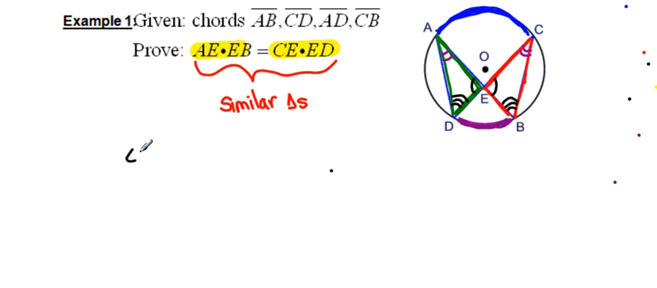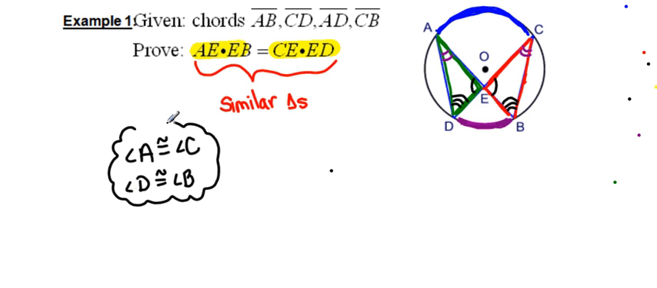So I'm going to go ahead and start out by saying that angle A is congruent to angle C. And since angle D is congruent to angle B for the same reason, I'm going to put them in the same step. And my reason is going to be that inscribed angles, notice that I describe exactly what kind of angles they are, I don't just say angles. Inscribed angles that intercept the same arc are congruent.